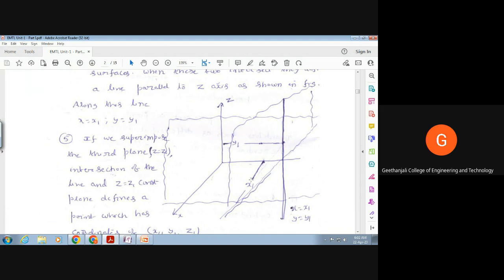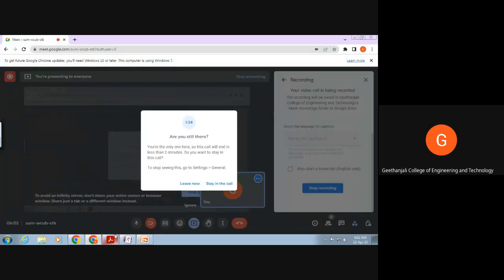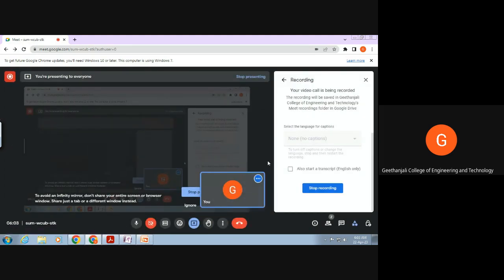So, one way of defining point P is that it is a common point of intersection of the three mutually perpendicular planes of x is equal to x1 constant, y is equal to y1 constant, and z is equal to z1 constant.